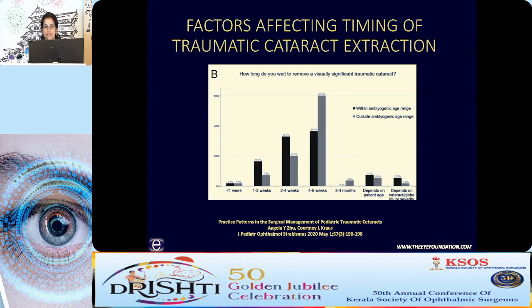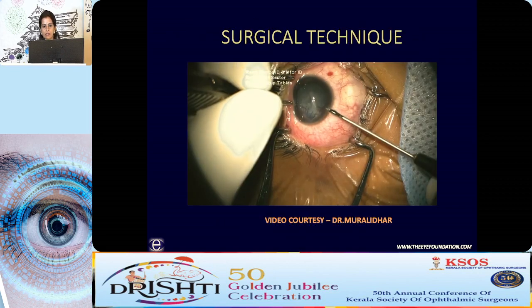So, the factors affecting the time of traumatic cataract extraction: if there is a severely compromised anterior capsule and an intumescent lens, we need to do a cataract lens aspiration at the time of corneal tear repair, whereas we will wait maybe a few weeks before we plan for a secondary intraocular lens.